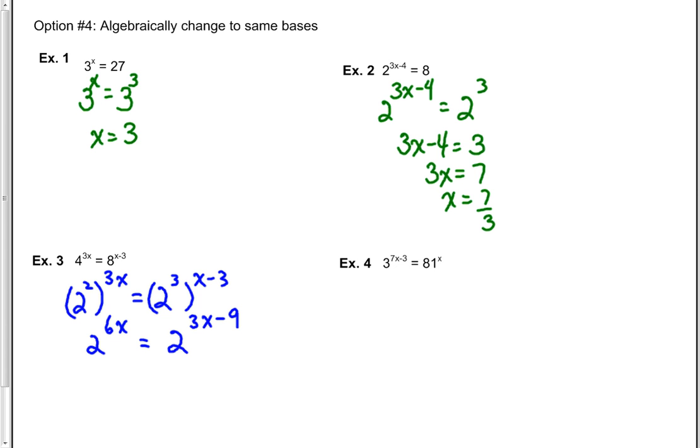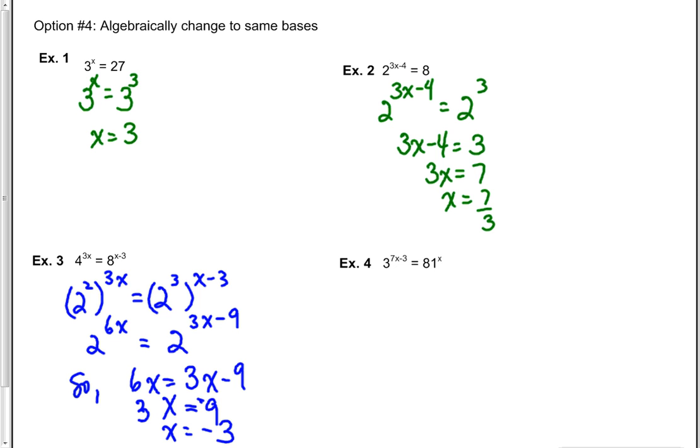Be careful with those. If I have the same base in an equality, that means the two exponents must be the same. So 6x must be equal to 3x minus 9. To solve that, I'm going to subtract 3x from both sides and divide both sides by 3. Sorry, that's an x. x equals negative 3.